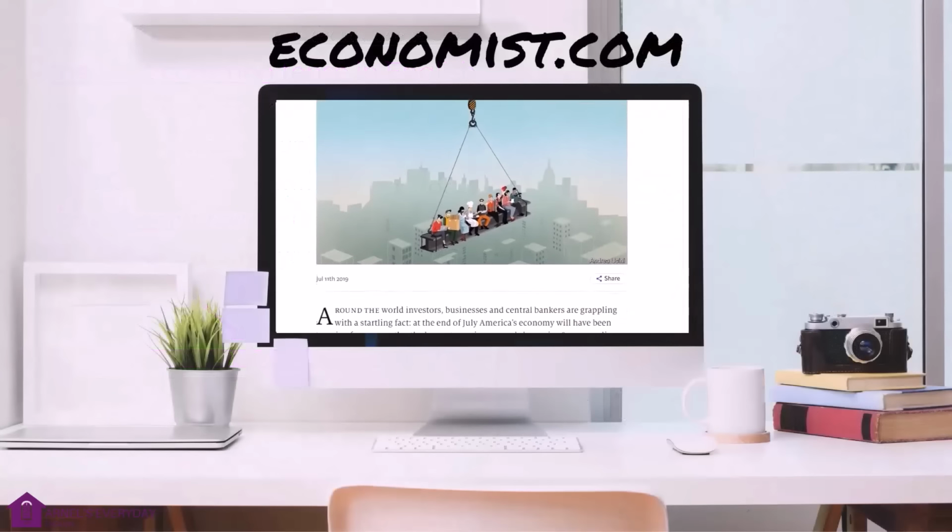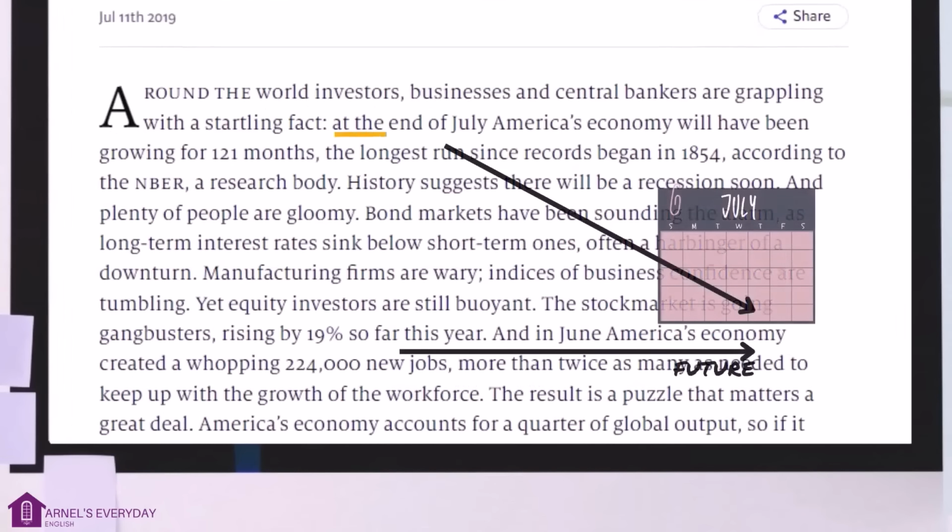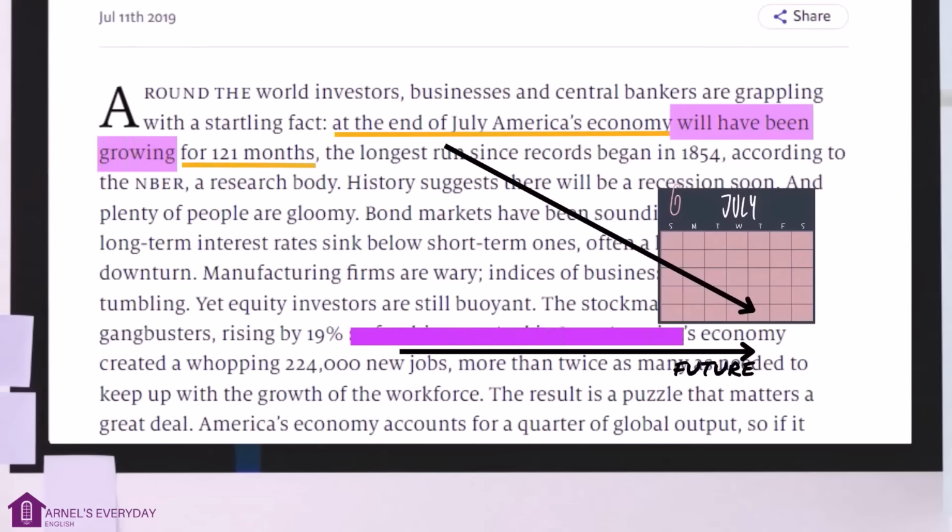Here's an article from economist.com. At the end of July, America's economy will have been growing for 121 months. There's expectation that this is ongoing.